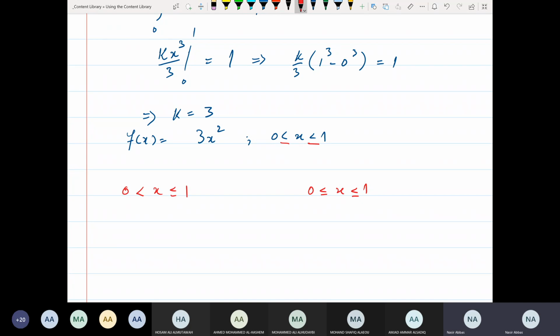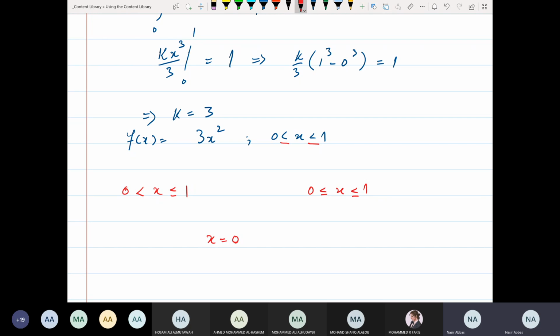Muhammad Faris: The first one, 0 does not include. The second one, 0 include. X equals 0 is the difference between the two, right? Yes. Now, in the first one, 0 is not included. In the second one, 0 is included.